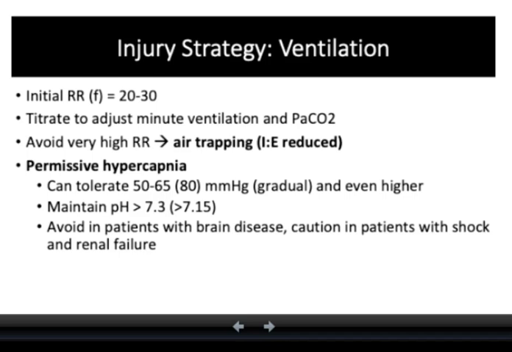Usually it's not a big issue in patients with lower respiratory compliance, because it actually takes less time for the stiff lungs to exhale due to their increased elastance. Another important aspect of lung injury strategy is permissive hypercapnia.